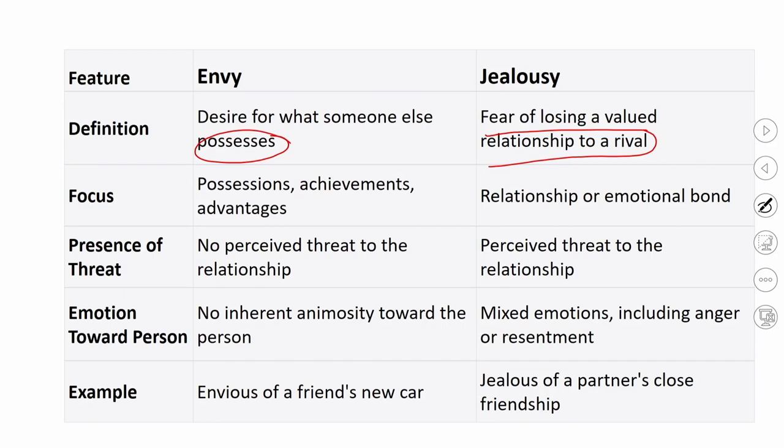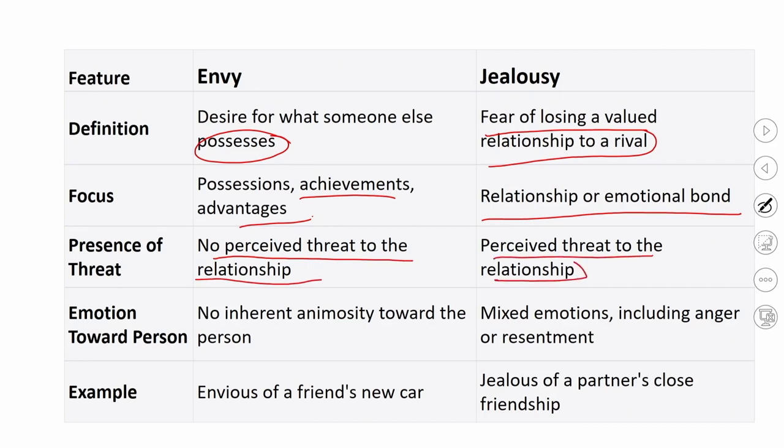In the earlier example, it was a possession of something, like hair in this context. So, envy is the case, not jealousy. The focus of envy is possession, achievement, advantages. The focus of jealousy is the relationship or emotional bond. In the case of envy, there is no perceived threat to the relationship as such, because the relationship is not directly involved here. It is more about possessing something that the other has. In the case of jealousy, the perceived threat to the relationship is the main aspect.